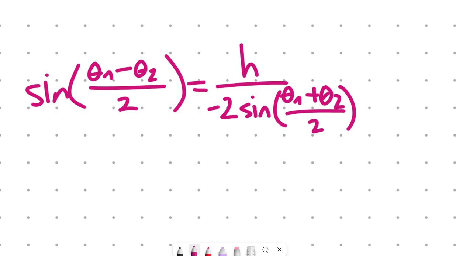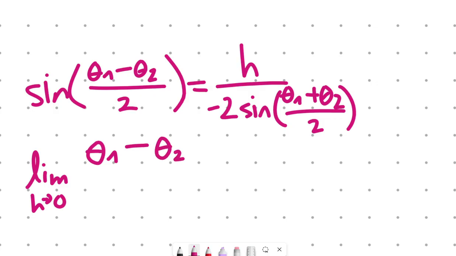Now the limit was the limit as h approaches 0 of the inverse cosine of x plus h, which we will call theta 1, minus the inverse cosine of x, which is theta 2, and this whole thing over h.